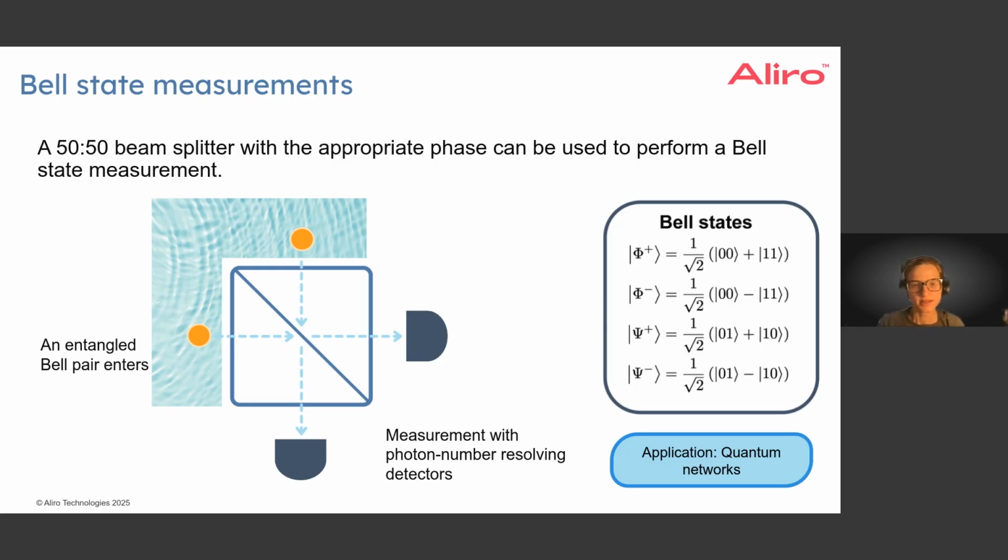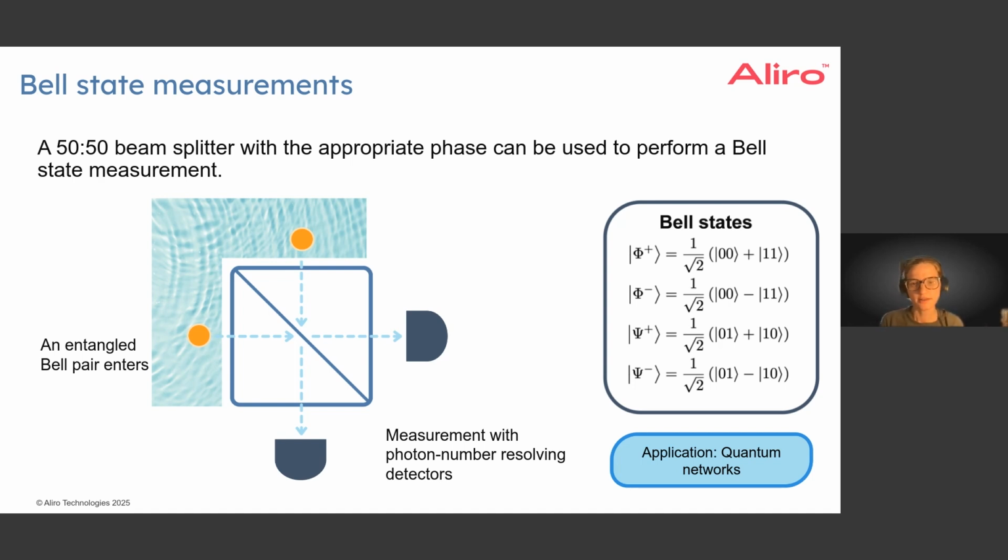So another application that's really critical for quantum networks for beam splitters is in doing Bell state measurements. So what are Bell states exactly?